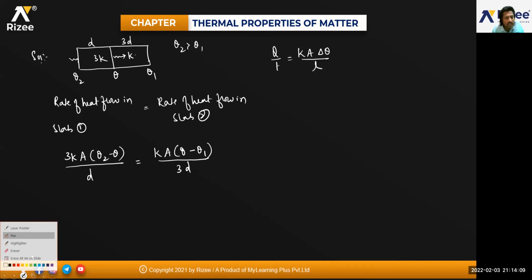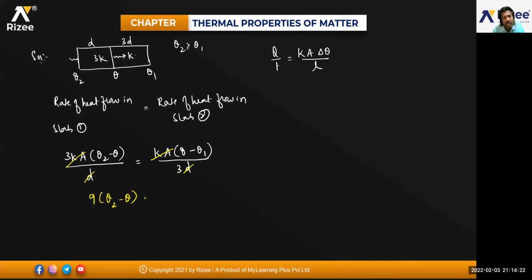Is anything getting cancelled in this one? You see: this K A and this K A will get cancelled, and this D and this D will get cancelled. So this 3 and 3 will become 9. So 9 into theta 2 minus theta is equal to theta minus theta 1. This becomes 9 theta 2 minus 9 theta equal to theta minus theta 1. If I am simplifying this, take the theta terms to one side and theta 1 to the other side.